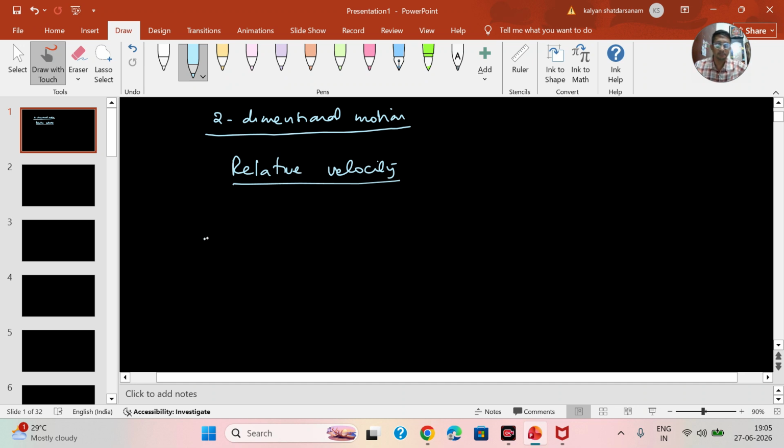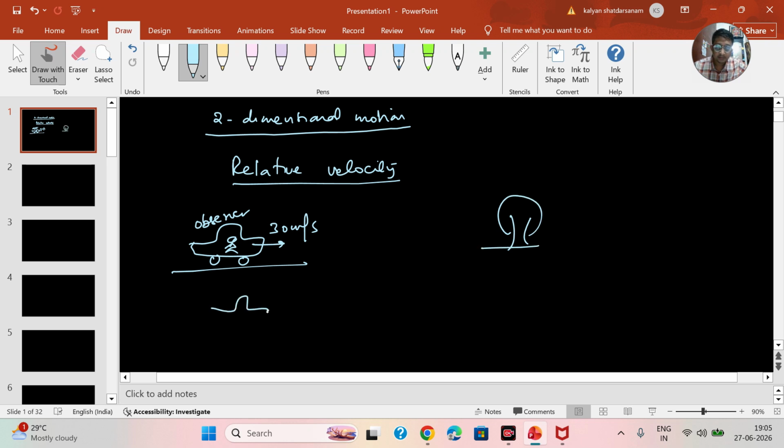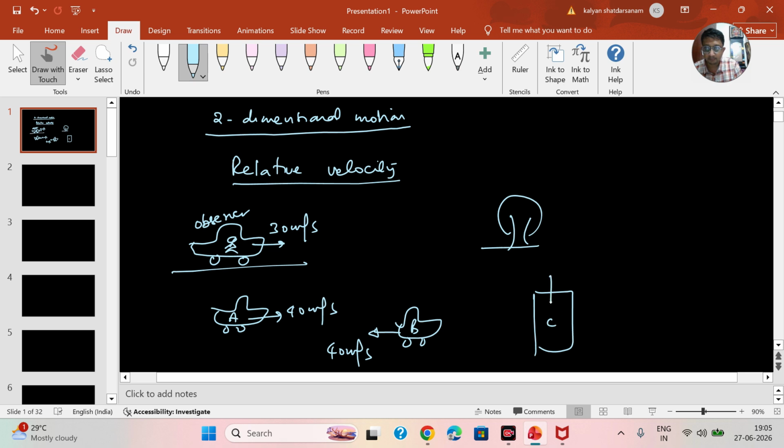So idea is very simple. I was telling you last time. Suppose I have an observer in the car, so he is the observer, and let us say he is moving with 30 meters per second, and there is a tree which is at rest. There is another car A, let us say, moving with 40 meters per second. There is a car B which is moving this way with 40 meters per second. Let us say there is a car C which is moving this way with 40 meters per second.